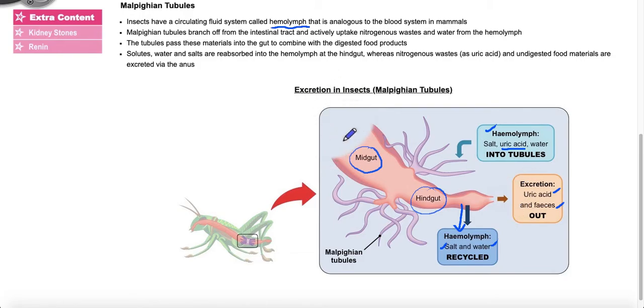So the excretory process here of an insect includes both urine and feces, whereas that is not the case in mammals because the kidney is separated from the digestive system.